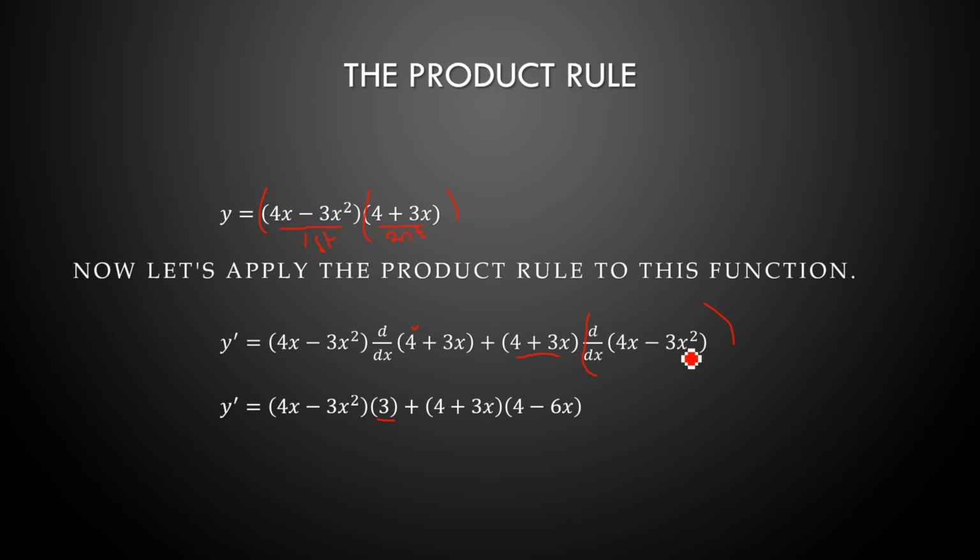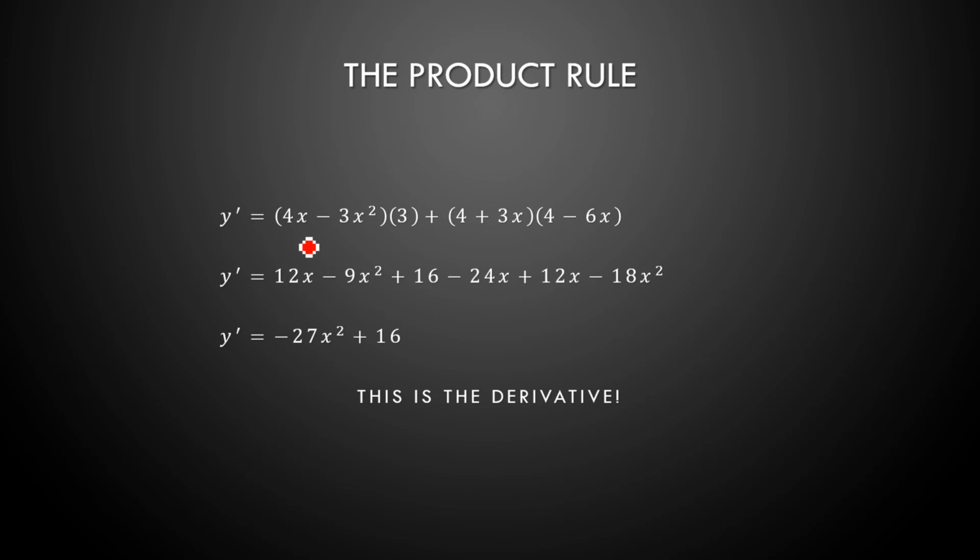Now taking the derivative of 4x minus 3x square we will have 4, and taking the derivative of minus 3x square we will have 3 multiplied by 2x power 1, so this becomes minus 6x. So we have applied the product rule so far. Further simplifying this, we can multiply this 3 with this term, and with this term we will have 12x minus 9x square, and multiplying this 4 with 4 we will have 16, then multiplying 4 with minus 6x we will have minus 24x, multiplying 3x with 4 we will have 12x, and multiplying 3x with minus 6x we will have minus 18x square.